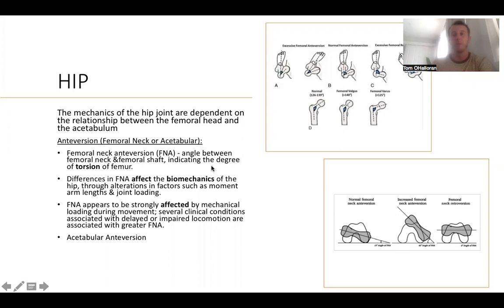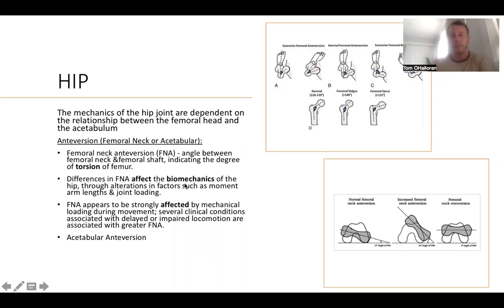Again, pretty confusing, but if you just start to think of anteversion being more knock-knee, and retroversion being more toe out, that duck type position, that externally rotated position, whether it's coming from the femur or the acetabular position, I don't think we really need to know that. But it's just handy to know how someone's structure can cause some of their rotation and movement patterns as well.